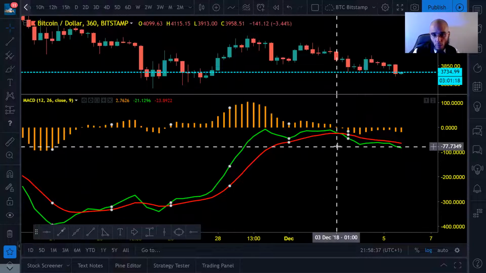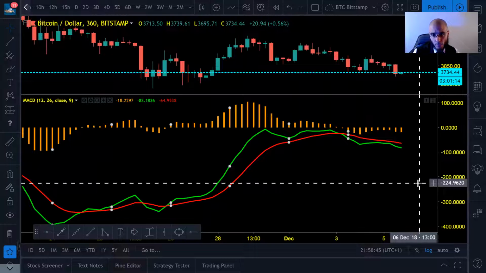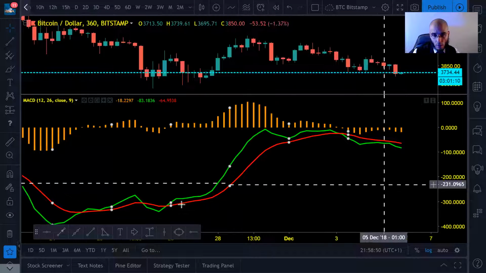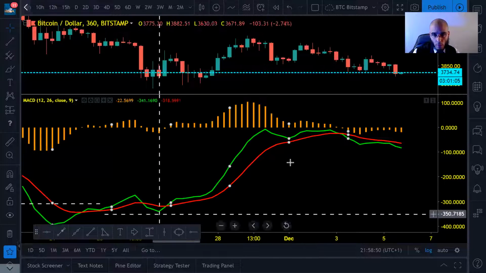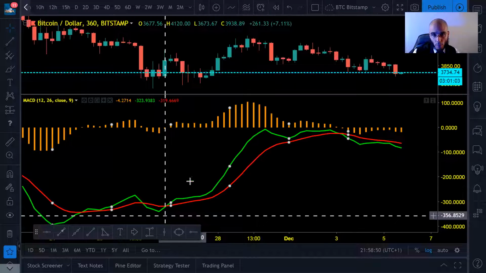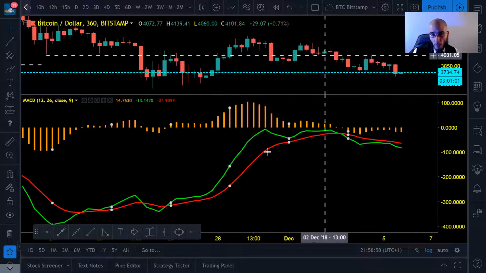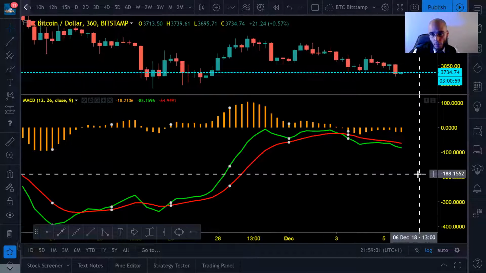MACD on the 6 hour is negative. It was positive during a short time period, but price did not really go up. And now it's negative again.